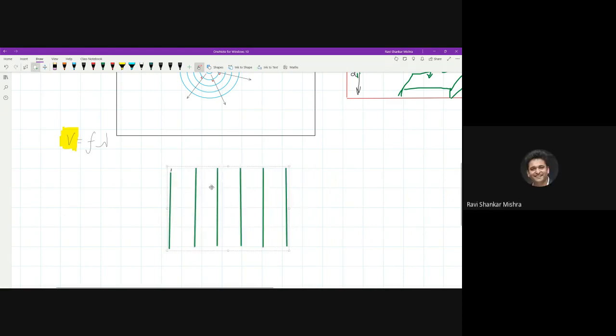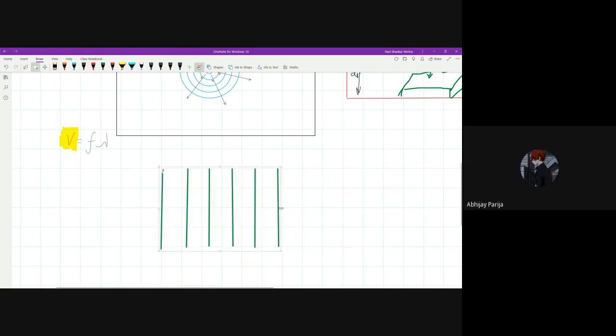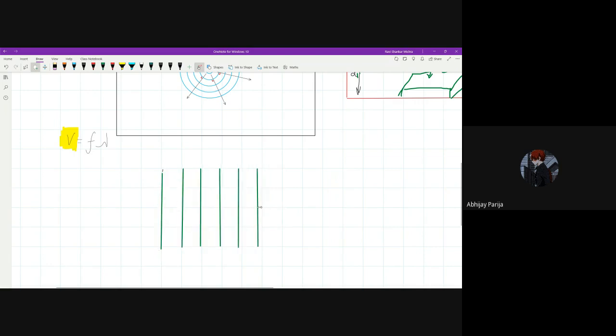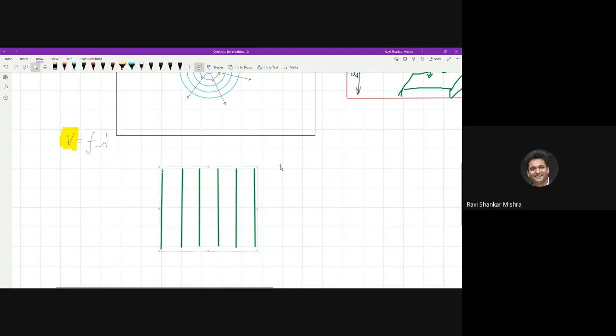Yes, beta. But it's v equals f into lambda. So, sir, as the wavelength increases, the velocity should also increase, right? And as the velocity decreases, the wavelength should also decrease. In a medium, the speed of the wave will remain the same. That's what I'm saying. v is constant. v cannot change in a medium. Speed of sound in water is 1500 meters per second, right? That is not going to change. Do you understand?